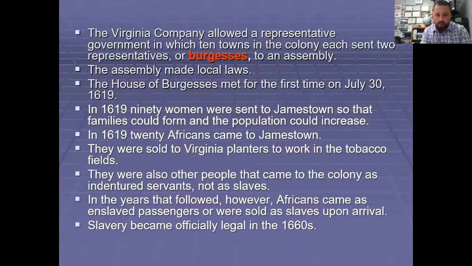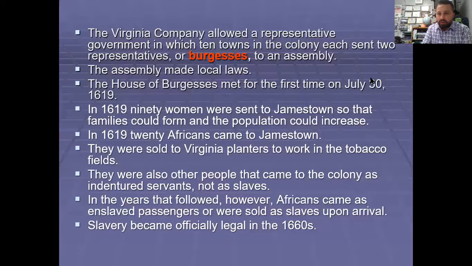The Virginia Company allowed for a representative government, and this means if you started to develop various towns, you could elect someone from each town called a burgess. They would have these called House of Burgesses. A burgess was a representative elected to an assembly. And they made local laws, like, hey, we need a sidewalk, or we need a park, or we need to build city walls.